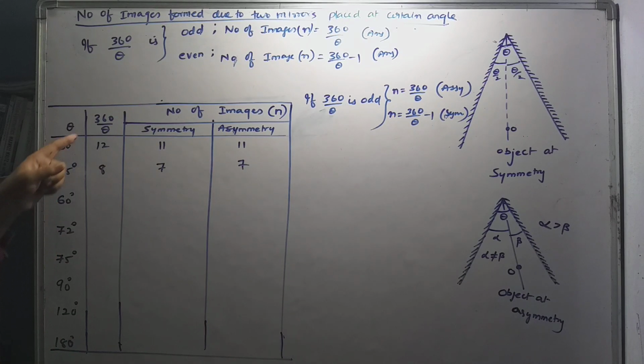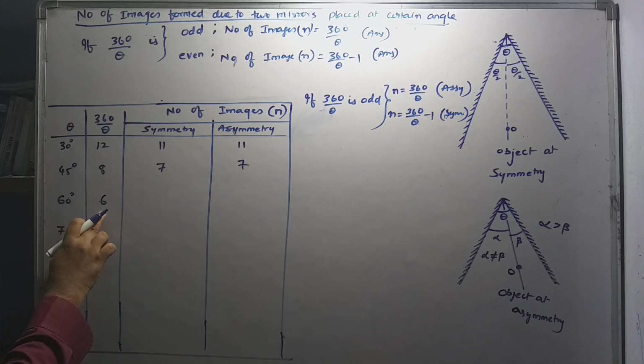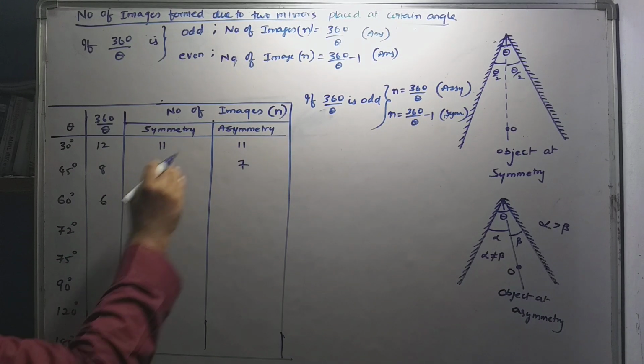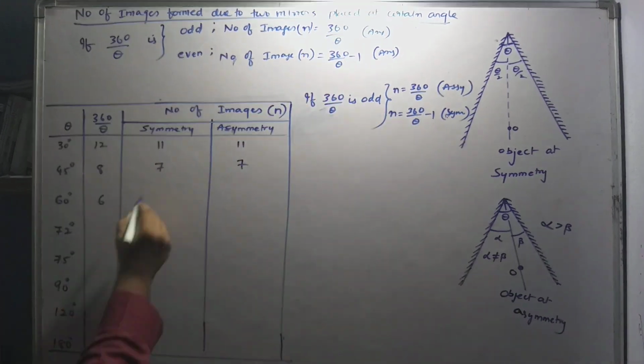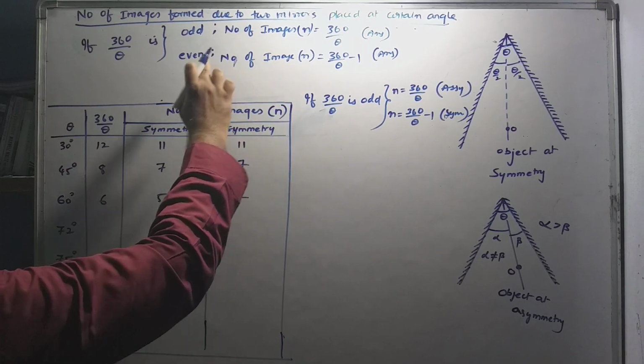Next, for 60, if you divide 360 by 60, you'll be getting 6. Again, this is also the case of even. So if this is a case of even, the simple thing is you have to subtract 1 and write the answer as 5 and 5. There is no subcondition for even.